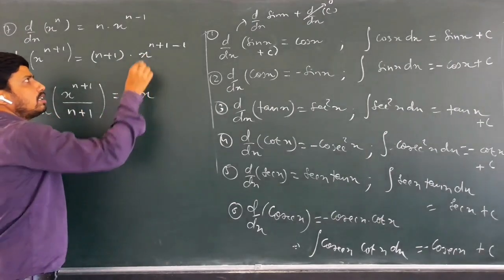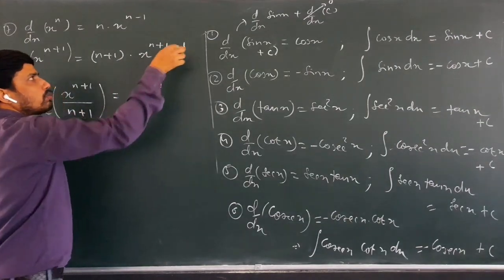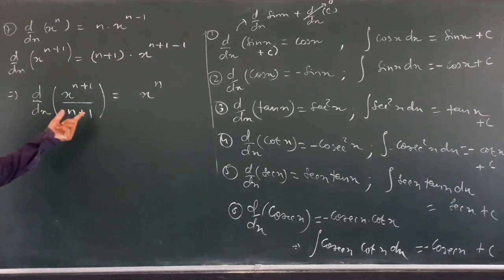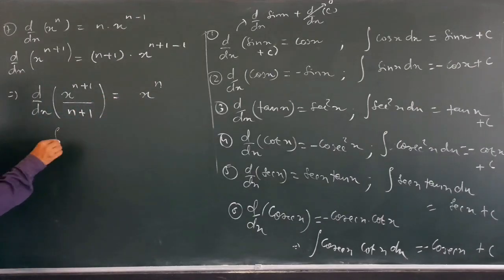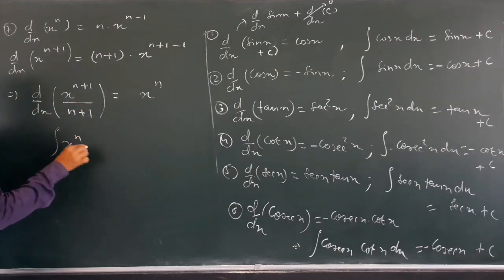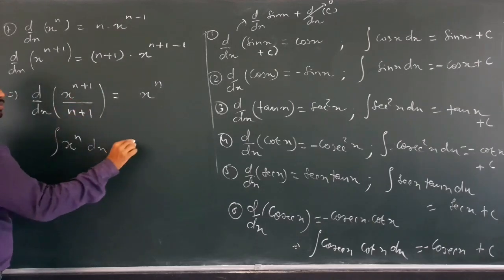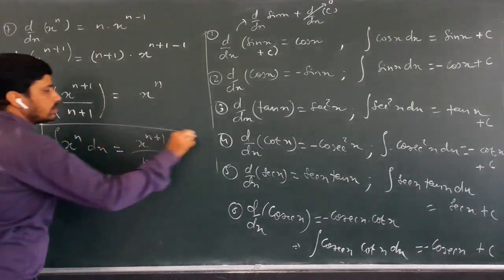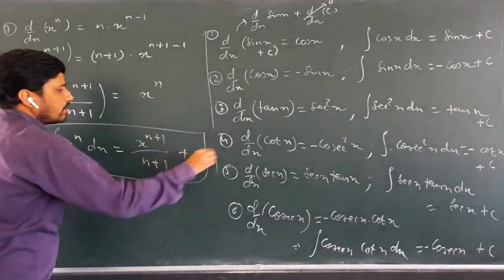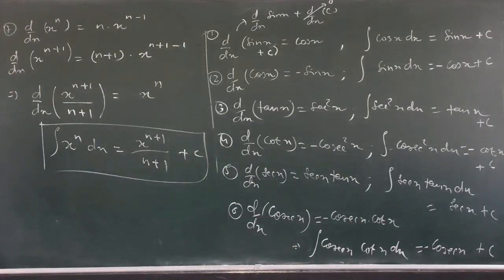This will be outside the derivative, but because it is a constant, it can be taken inside also. Now what will be left? X to the power n. 1 will cancel. So derivative of this function is x to the power n. So its inverse process, integration of x to the power n dx is equal to x to the power n plus 1 by n plus 1. And for indefinite integrals, I have told you can put plus c.